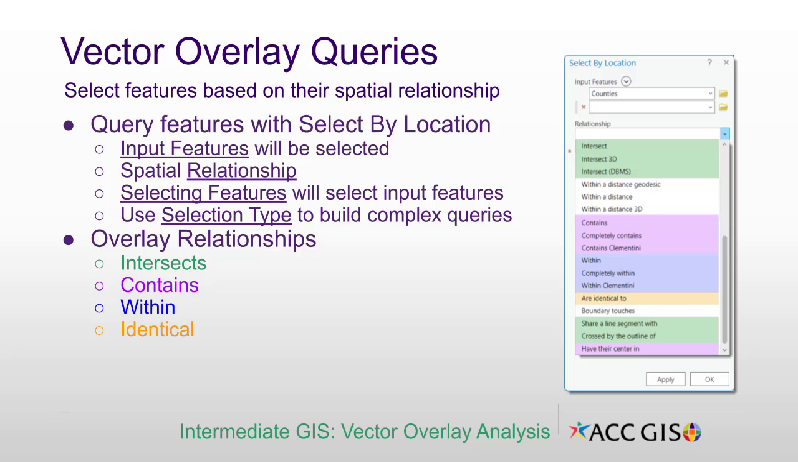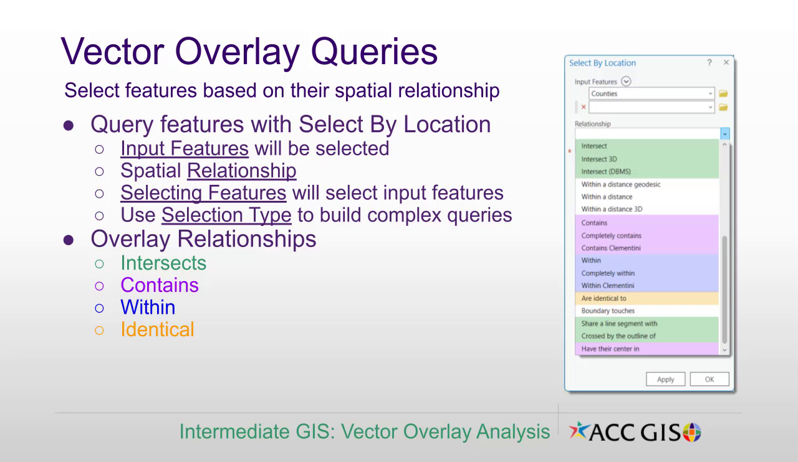And if you look at the image on your right, you can see in the relationship drop-down box, I've colored the different spatial relationships to coincide with the different types of overlay relationships. So the overlay relationship intersects includes intersect, intersect 3D, and intersect DBMS. And that's just if the input feature, boundary, or inside intersects a selecting feature, boundary, or inside.